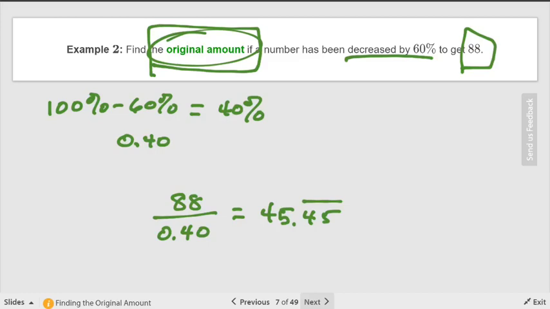How do we know that her 45 is not correct? Because it's not bigger. This number was decreased to get 88, so it's got to be bigger than that, right? So go back. 88 divided by 0.4 is what? 250. There you go.